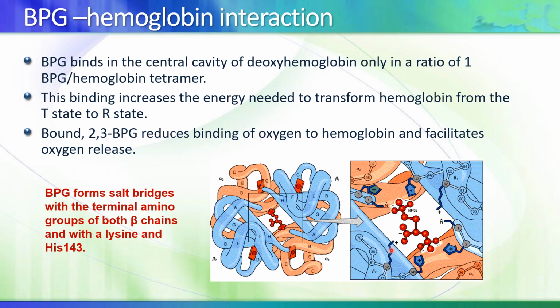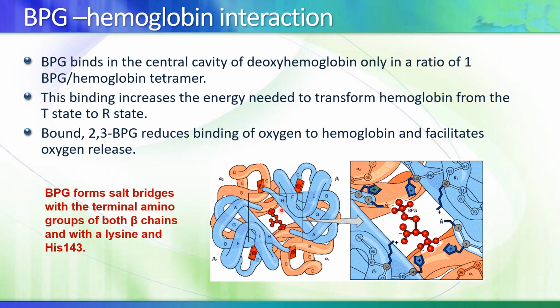So you have two lysines right here, left and right. You have histidines and so on. One of these histidines is histidine 143, and there is a reason why I mentioned this histidine particularly. Okay, so what happens is that you have a lot of electrostatic interactions that are formed, and these electrostatic interactions stabilize hemoglobin in the T state.